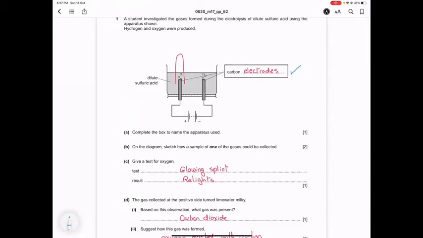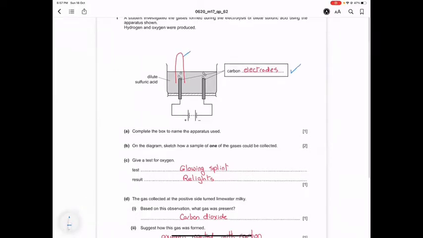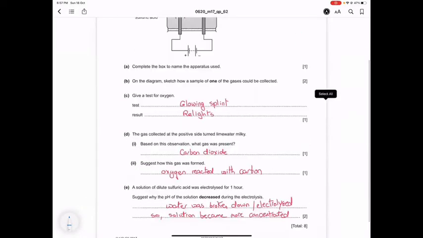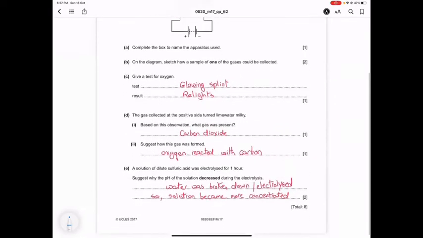An inverted test tube above any of the electrodes is enough. No need for a measuring cylinder. You could use a gas jar, but no need of a measuring cylinder because he didn't say collect and measure. C. Give a test for oxygen. Glowing splint relights. D. The gas collected at the positive side turned lime water milky.